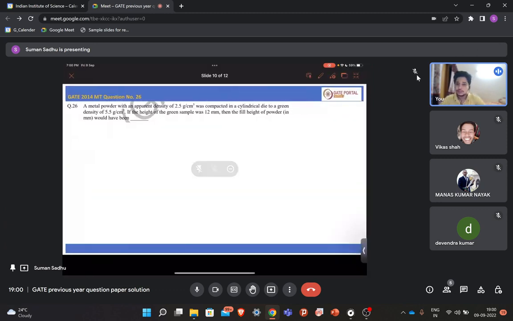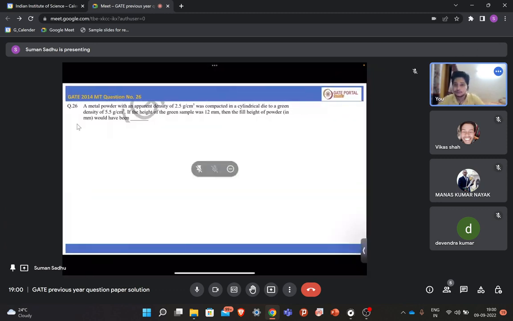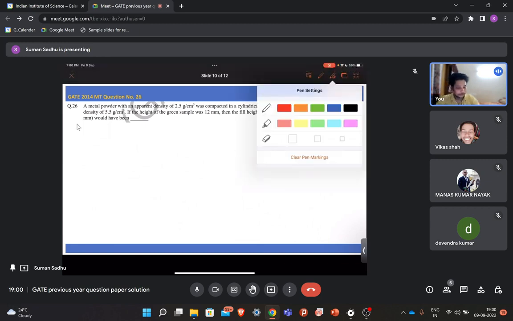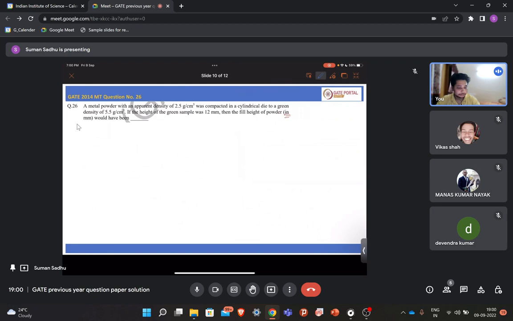So this is question number 26 of GATE 2014 MT. The question states that a metal powder with an apparent density of 2.5 gram per centimeter cube was compacted in a cylindrical die to a green density of 5.5 gram per centimeter cube. If the height of the green sample was 12 millimeter, then the fill height of the powder in millimeter is to be calculated. So before solving this question, can anyone tell me what is green density and what is apparent density?